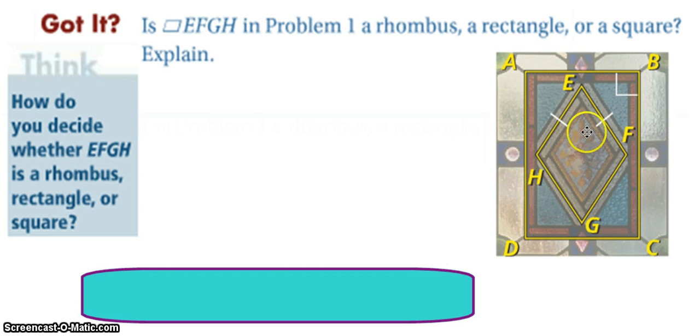So we're looking at shape EFGH, and we're trying to determine, is this a rhombus, a rectangle, or a square? Go ahead, pause the video and see what you think. Give yourself a reason for why you think that, and then come back and check your answer.